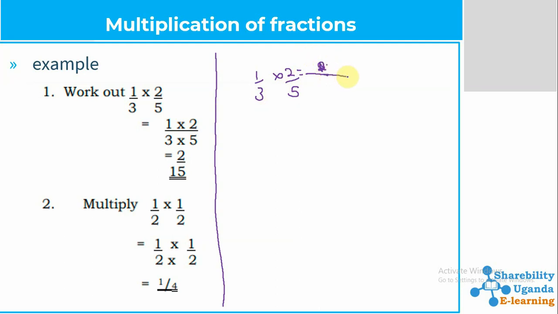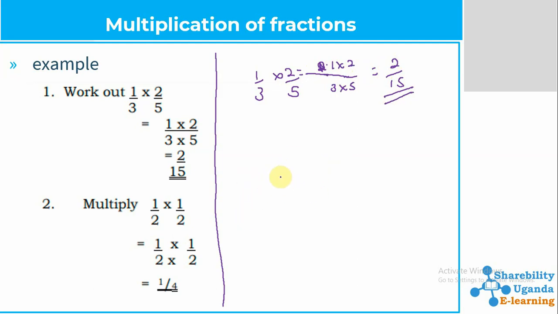We can arrange it like this. This is still the same as 1 times 2 out of 3 times 5. So we still get the same product. I'll have 2 out of 15. Finished. That's how we multiply these fractions.